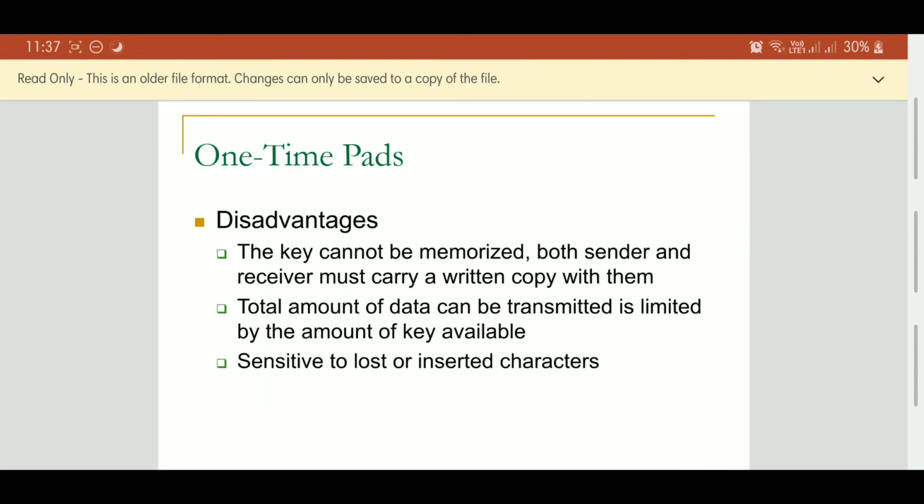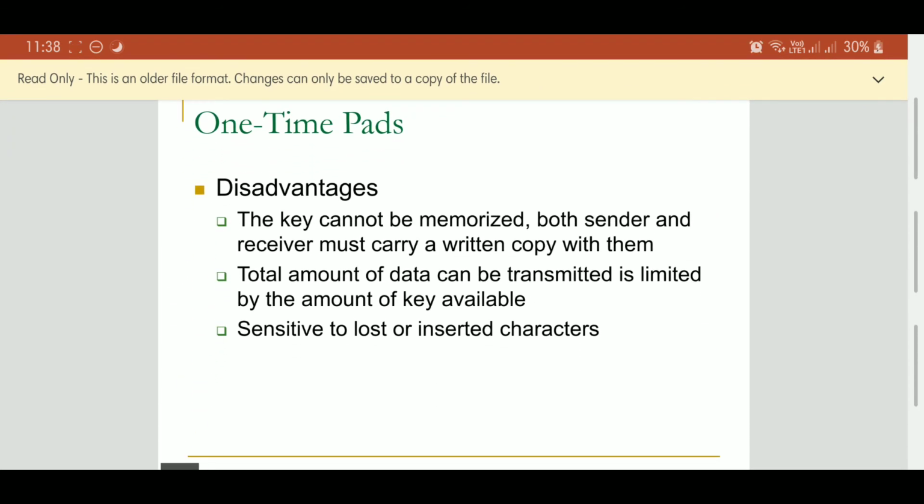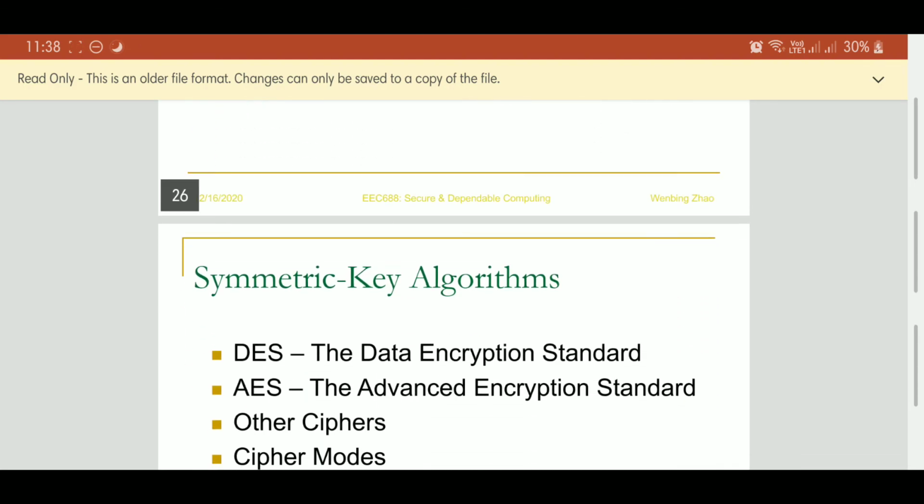These are one-time pads. What are the disadvantages of one-time pads? The key cannot be memorized. Both sender and receiver must carry a written copy with them. The total amount of data that can be transmitted is limited by the amount of key available. It is sensitive to lost or inserted characters.